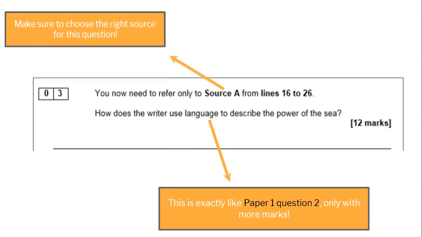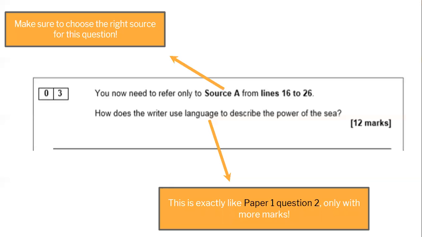This is about language. So it's just like paper 1, question 2, except it has more marks because there's 12 marks instead of 8. You make sure to use the right source for the question. So it will refer you back to a specific source and specific lines. So again, this says 16 to 26. You would box that off with your pen and make sure you are answering from the correct part of the text, okay? The correct source and the correct lines. You cannot answer from outside these lines.